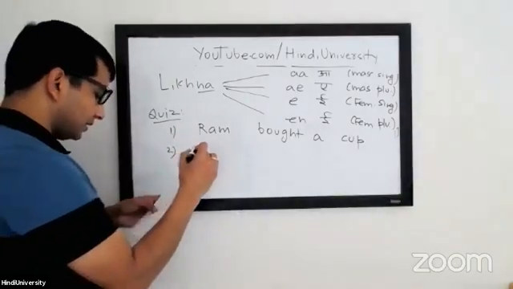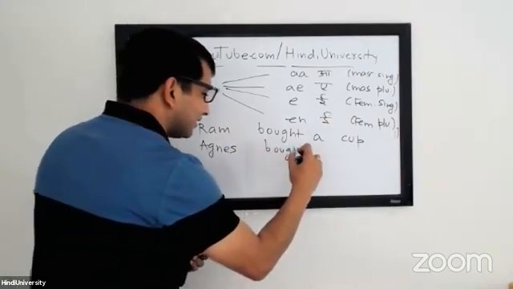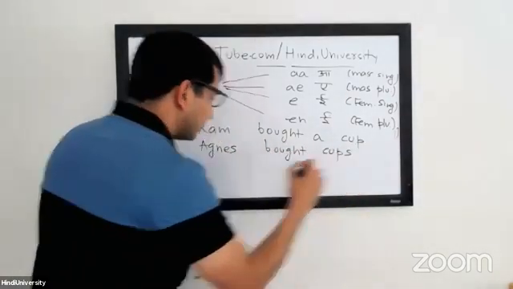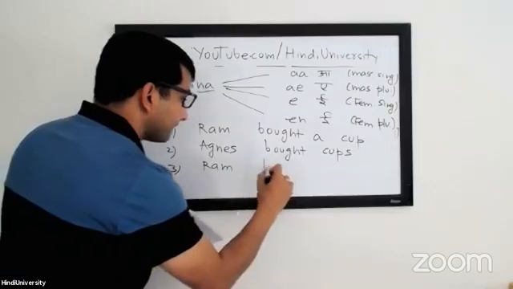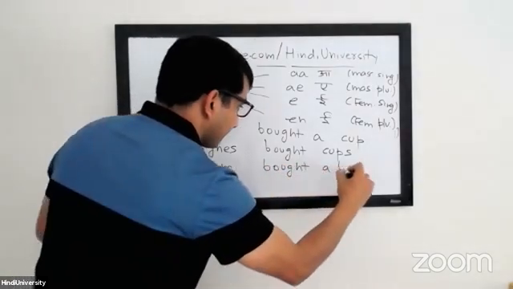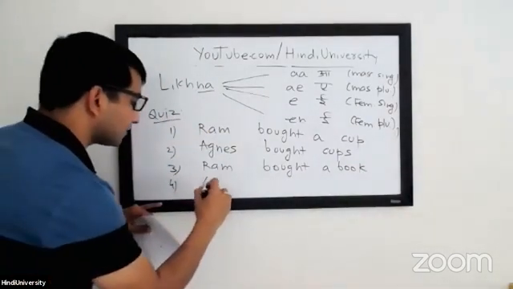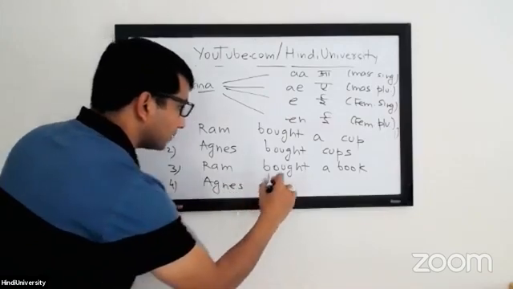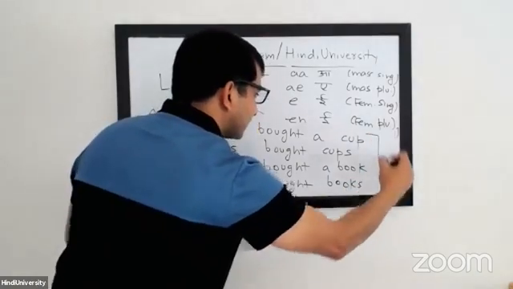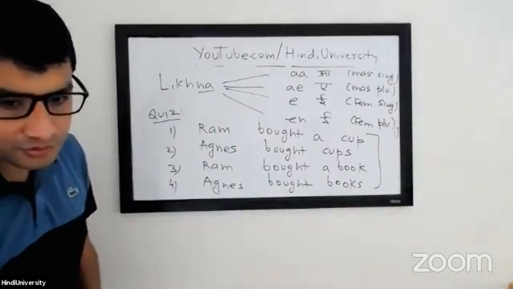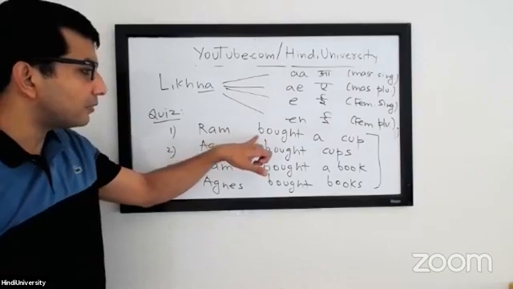Okay, and the second one is Anya bought cups. Anaji, I'm sorry, I'm using your name here. Okay, third one, Ram bought a book, and the fourth one is Anya bought books. So these are the 4 examples. I want all of you to try it out, okay? And tell me the answer, okay? And if you don't know the verb, I can help you out.